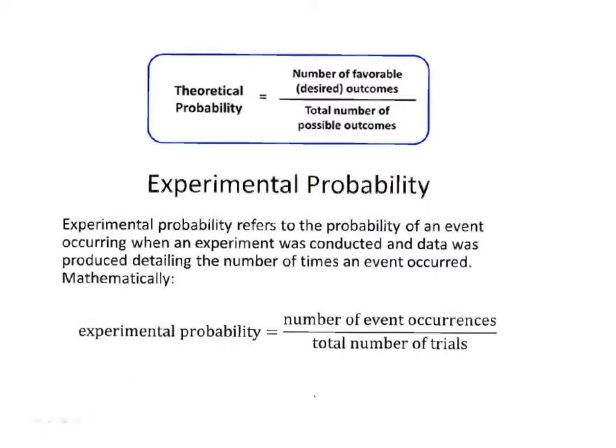The first is theoretical probability, and that's the number of favorable outcomes over the total number of possible outcomes, which is pretty much the definition we copied down on the last slide. However, experimental probability is when you actually conduct an experiment and record the data, detailing the number of times an event occurred. So you would look at your chart or your data, and the top of your fraction would be the number of event occurrences, and the bottom would be the total number of times you did the experiment, or trials.